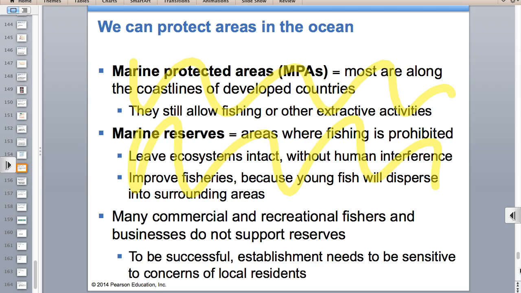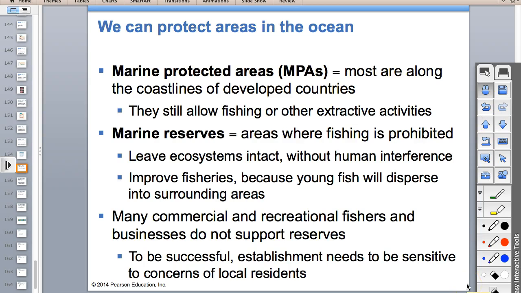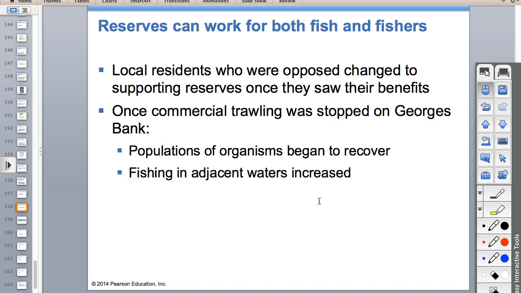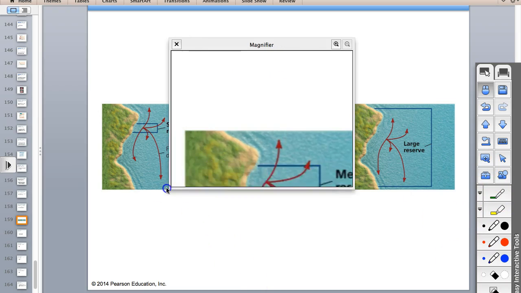So anyway, a lot of people that are commercially fishing don't want to close off part of the ocean to fishing. That makes you mad because you're going to lose money. But what these end up doing is kind of cool. They end up seeding the seas. So here's how to seed the seas. Let me blow this up a little bit.